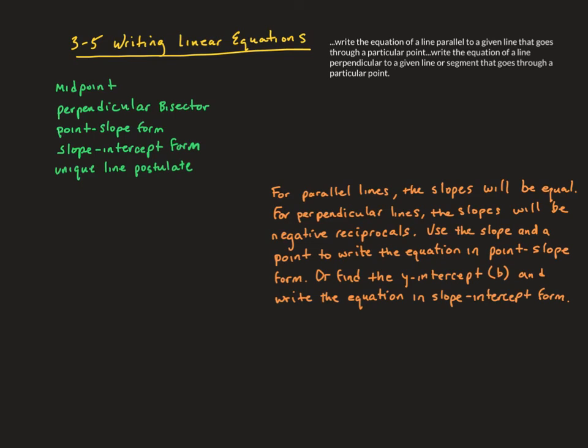And just remembering, writing these equations, sometimes one is easier to work with than the other, be it point-slope or slope-intercept, and that we are able to write these equations of parallel and perpendicular lines which are passing through a specific point. For parallel lines, the slopes will be equal. For perpendicular lines, the slopes will be negative reciprocals. And use the slope and a point to write the equation in point-slope form, or you can use the y-intercept and write the equation in slope-intercept form. So whichever one is going to be the easiest for you to work with at the time. Either form is going to give you the same equation. It's just a matter that it looks different, but it's the same line.